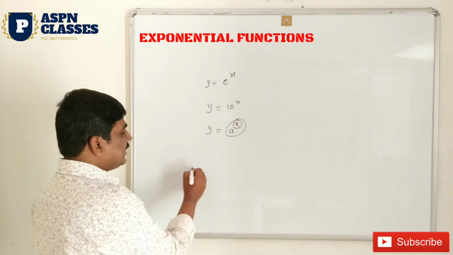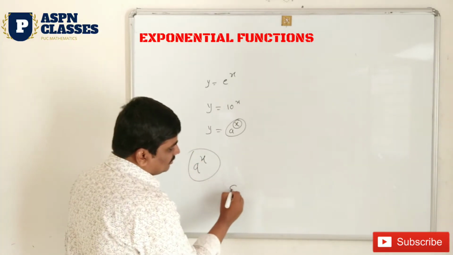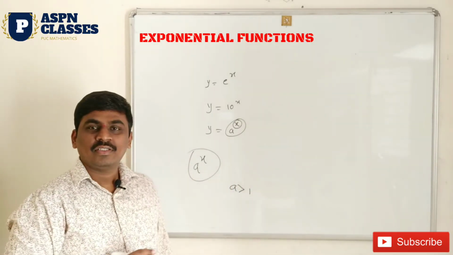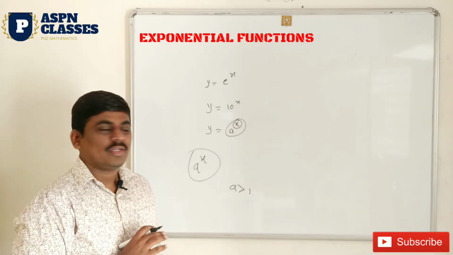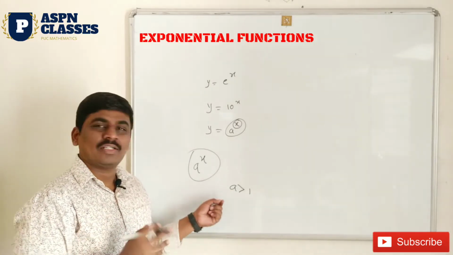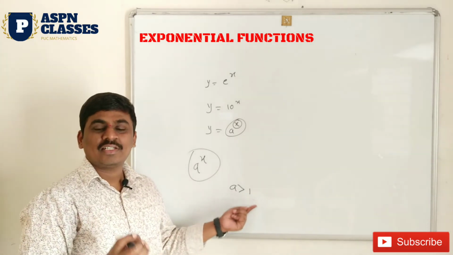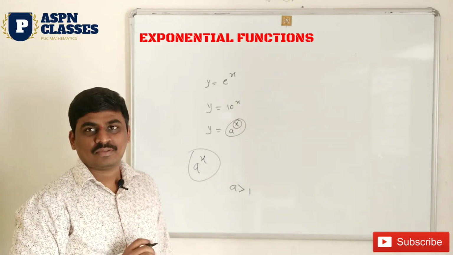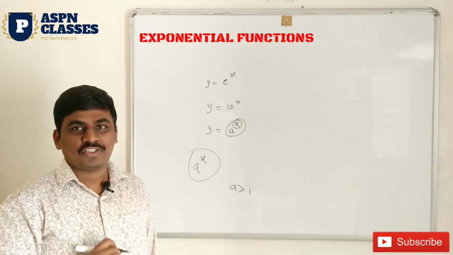So you have to write the exponential function in the form a raised to x. In this case the value of a is always greater than 1. If you take a lesser than 1, the value will keep decreasing, so always take a greater than 1. If you take 1 only, the answer is 1 only, since 1 raised to anything is 1. So a is always greater than 1, and the base is always a positive number. This type of function is considered an exponential function.